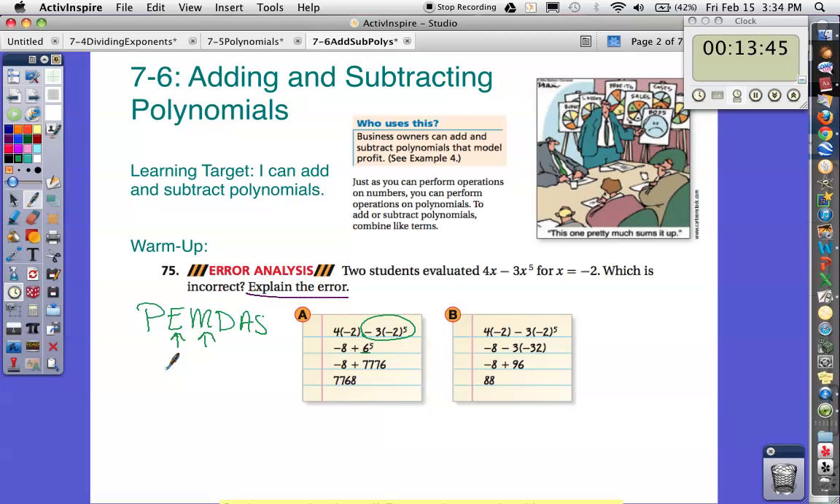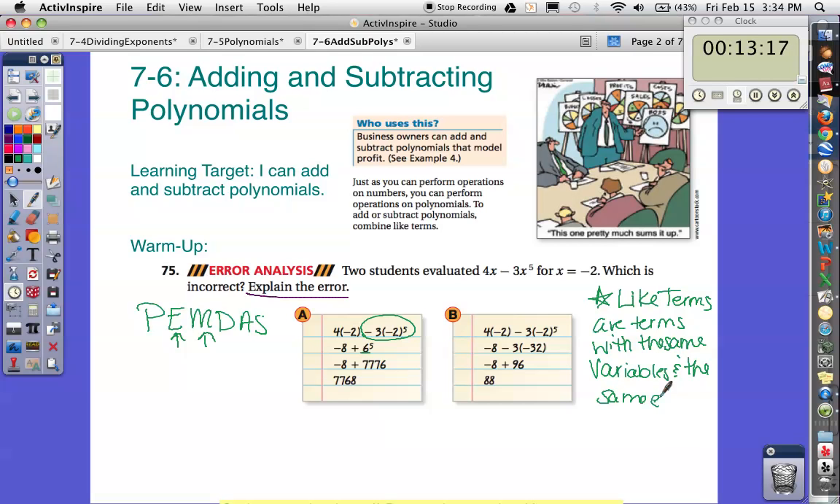So we need to know what like terms are for this lesson. Make sure you know what like terms are. If you need to write it down, also by your warm-up. Like terms are terms with the same variables and the same exponents. So make sure you know that.